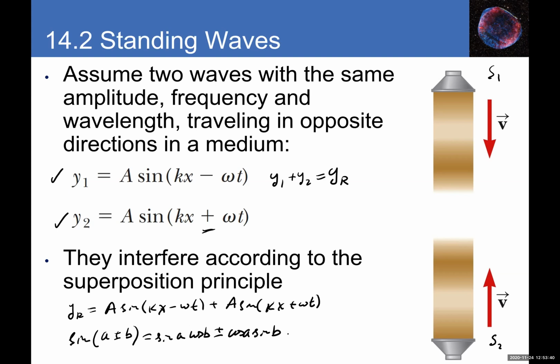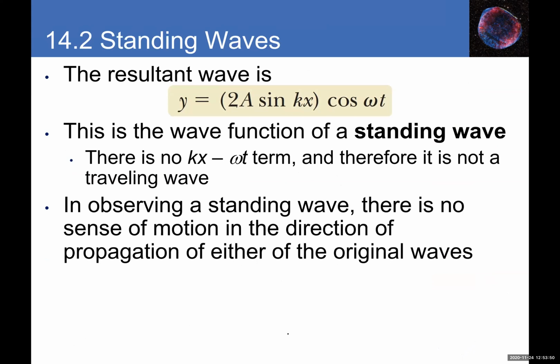If I use this and add those two together, we get the resultant wave. This expression reduces to that, taking A to be kx − ωt and B being kx + ωt, and just adding them together. I'm sure you can do that algebra. So we end up with 2a sin(kx) cos(ωt). The 2a comes from factoring out the a's.